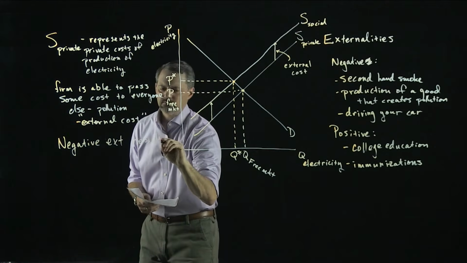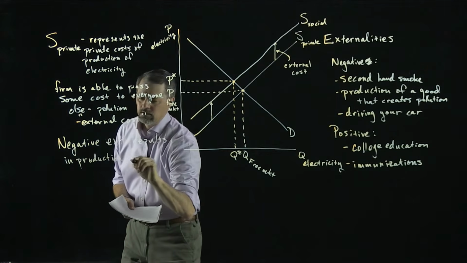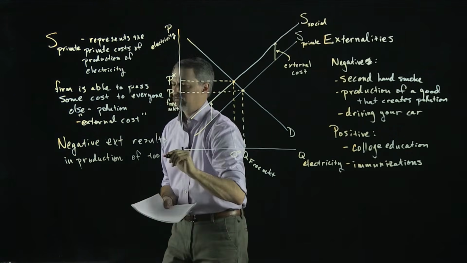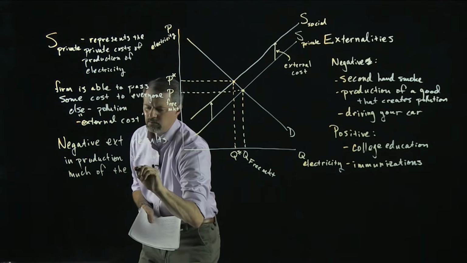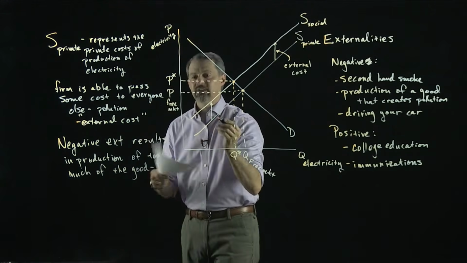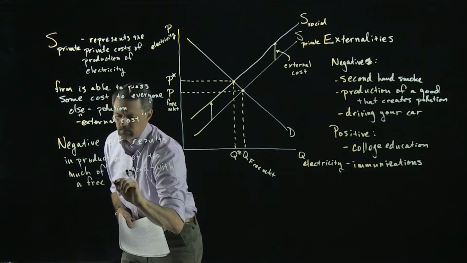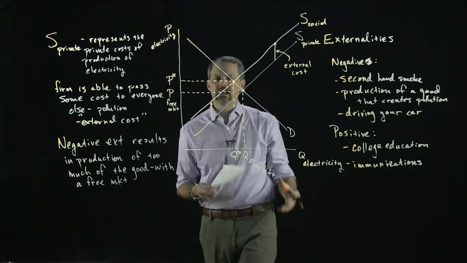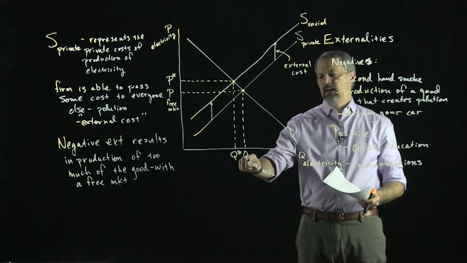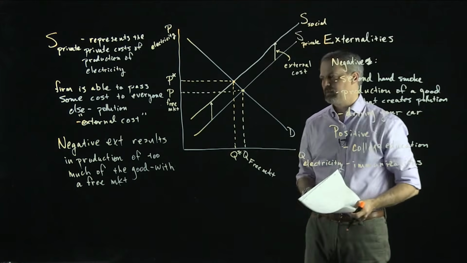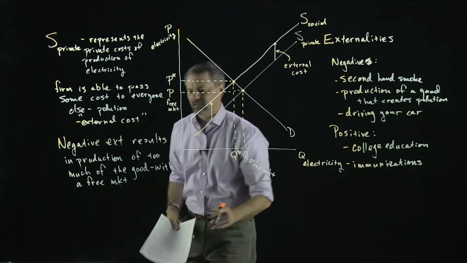So let's say negative externality results in production of too much of the good. And let's say here, with a free market. Anytime you've got a free market and a negative externality is present, the free market's going to result in too much being produced. And we have a name for this. We call this market failure.